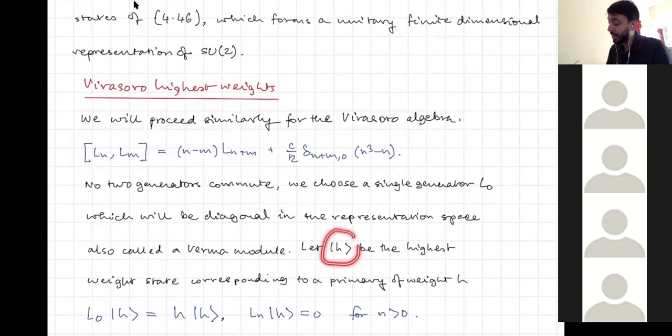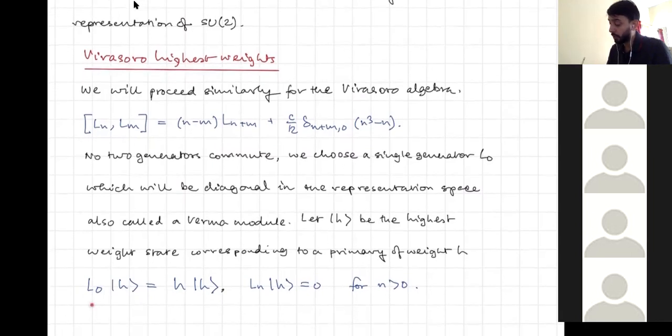And let H be the highest weight state corresponding to a primary of weight small h. So we know from before L0 acting on H is h times H, and Ln acting on H is equal to 0 for n greater than 0. So these Ln's will lower the weight of H, and so it's very similar to what we have done before. It's a sad misnomer that these are called highest weight representations, but okay, anyway. So the Ln's are these weights.